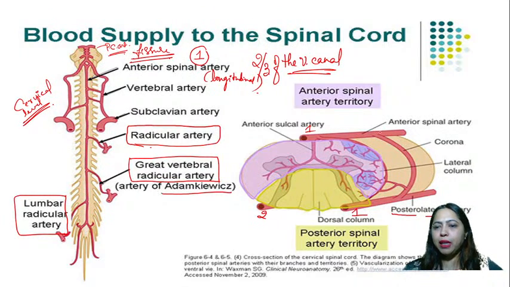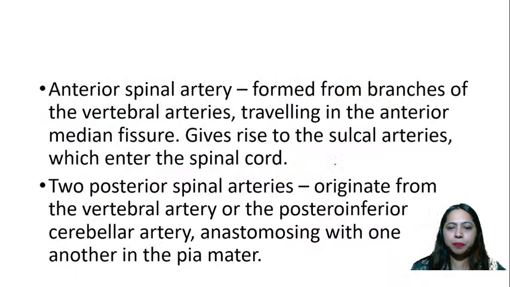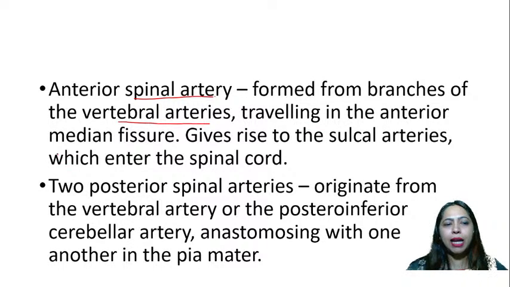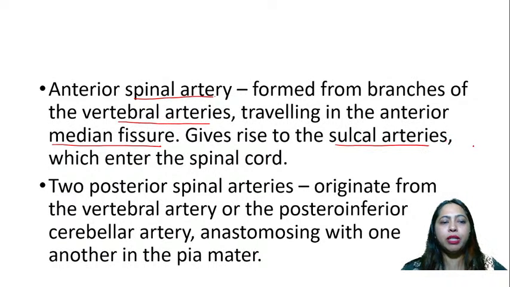So you can see the anterior spinal artery and how it supplies through its branches. There are sulcal arteries, and it also covers the lateral portion, that is the lateral column. It covers the anterior and posterior columns. Now coming to the anterior spinal artery, it is formed from the branches of the vertebral artery, like we discussed. It travels in the anterior median fissure and gives rise to many sulcal arteries. Now we saw these sulcal arteries are the ones which supply the gray matter.